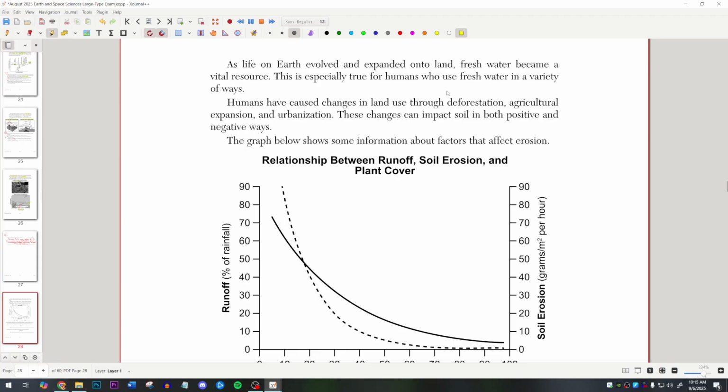As life on Earth evolved and expanded onto land, fresh water became a vital resource. This is especially true for humans who use fresh water in a variety of ways. Humans have caused changes in land use through deforestation, agricultural expansion, and urbanization. So deforestation is cutting down trees, agricultural expansion is expanding farmlands, and urbanization is building cities. These changes can impact soil in both positive and negative ways. The graph shows some information about factors that affect erosion: runoff, soil erosion, and plant cover.